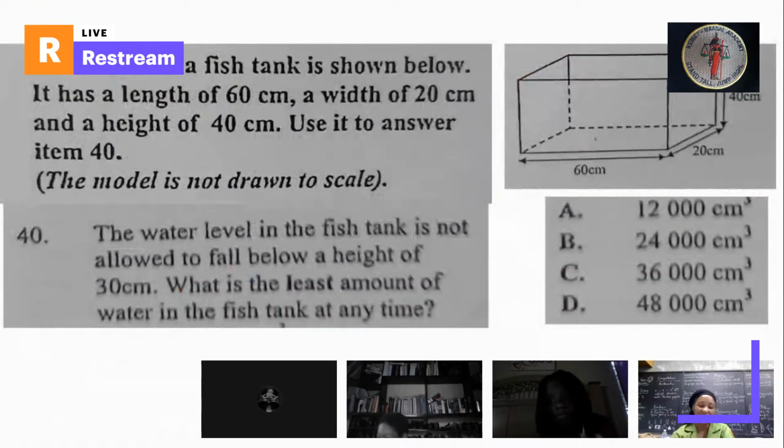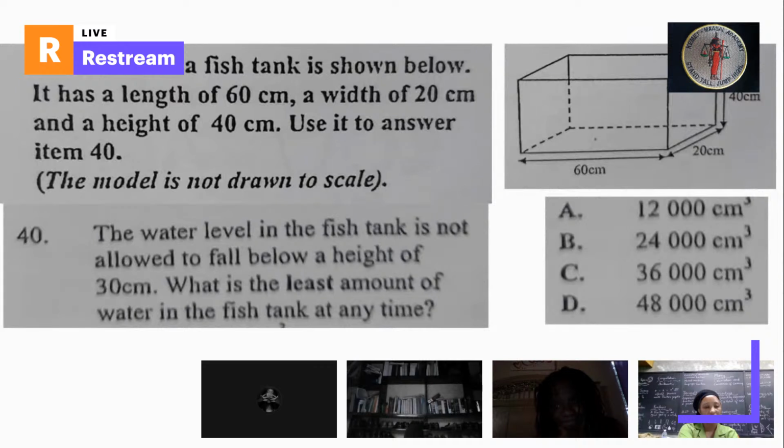Last question. Amari, can you read that, please, if you can see it? Miss, I'm not seeing it. I'm only seeing a fish tank. Yeah, that's where I'm seeing. Okay, miss.